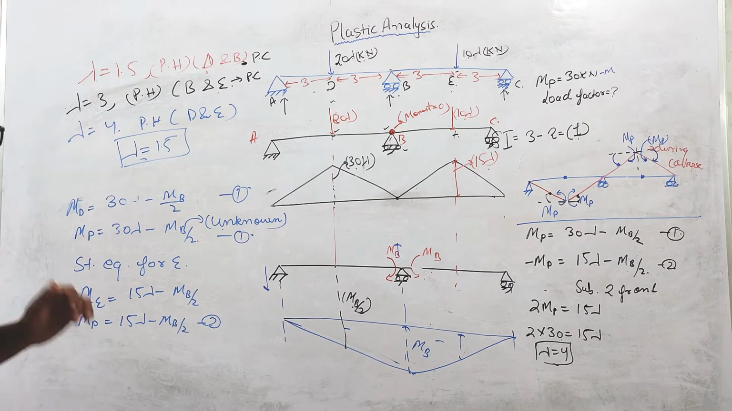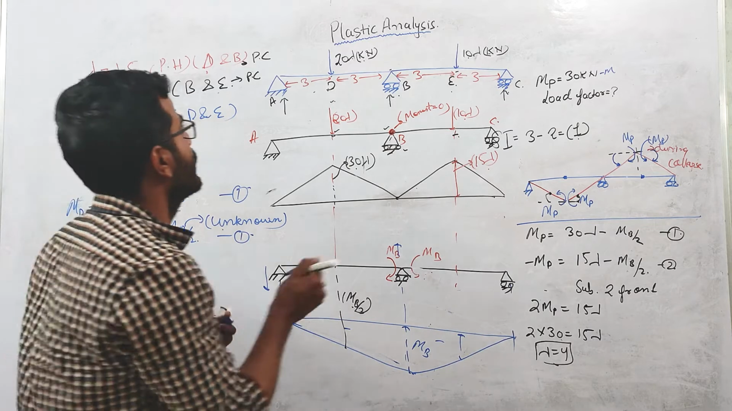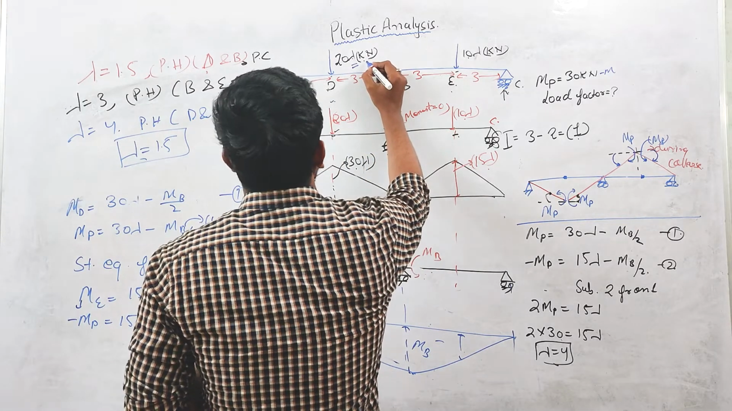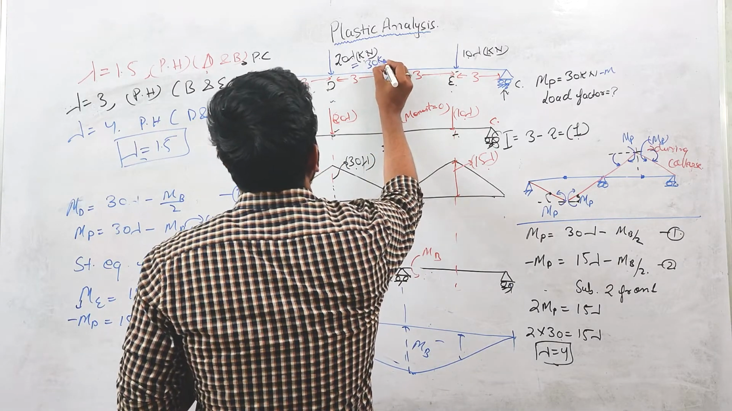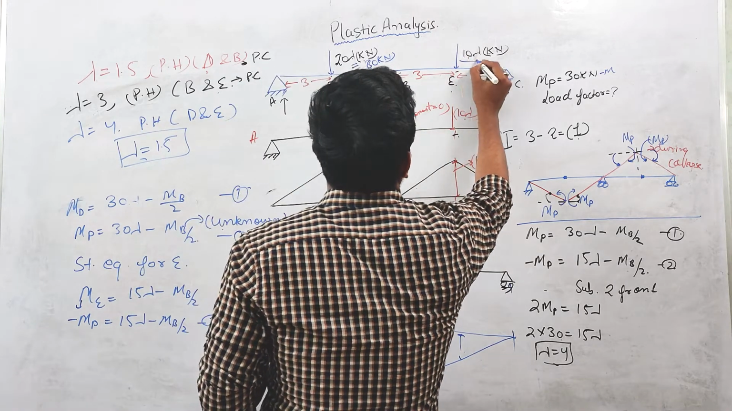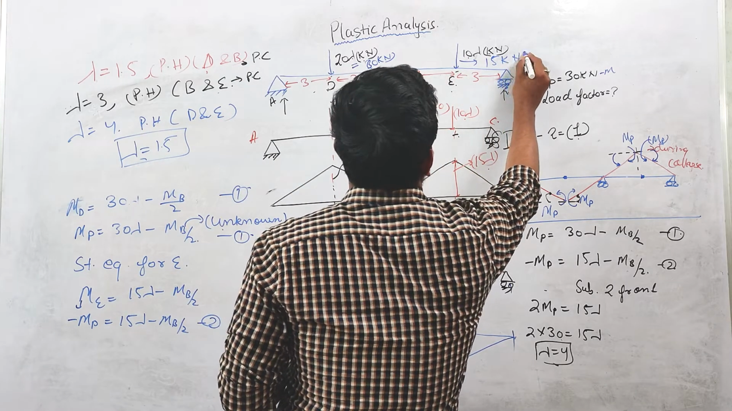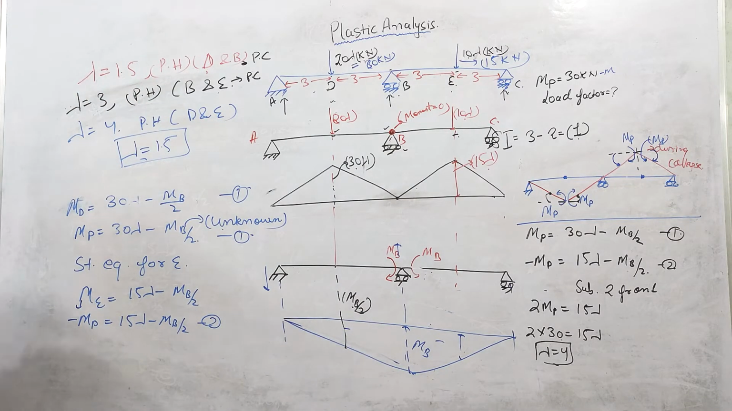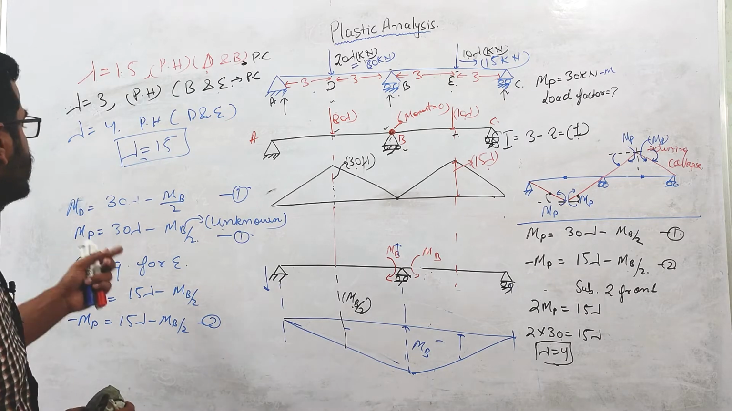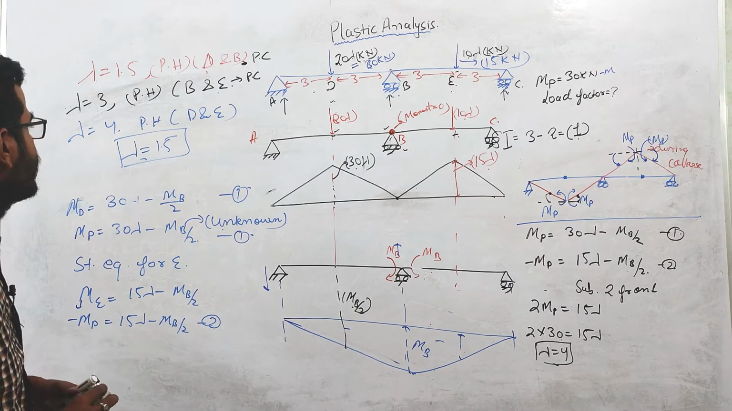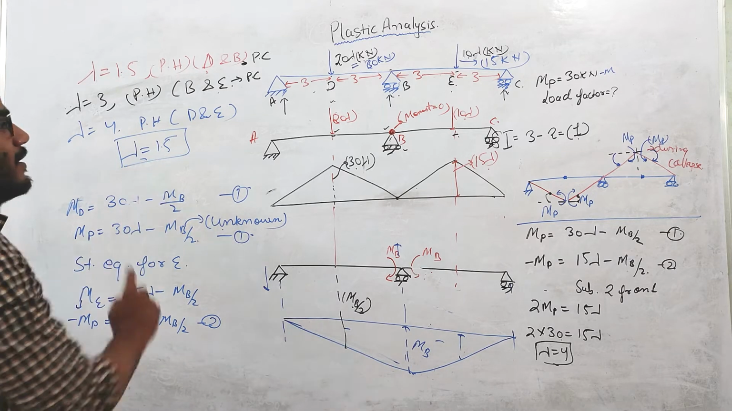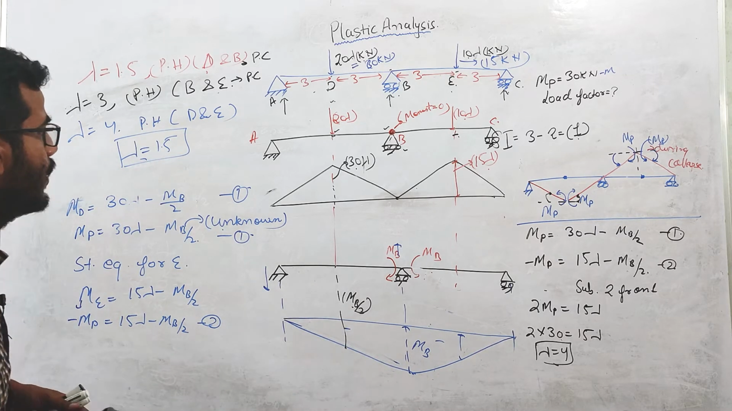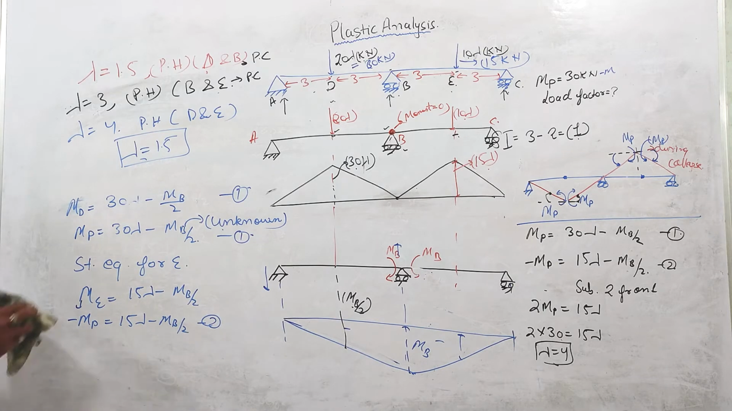So this is the case. The collapse load at this point will be 20 into 1.5, which is 30 kilonewton, and at this point it is 15 kilonewton. So now we'll see whether, corresponding to this load factor, our yield condition is satisfied or not. We'll see through the bending moment diagram.